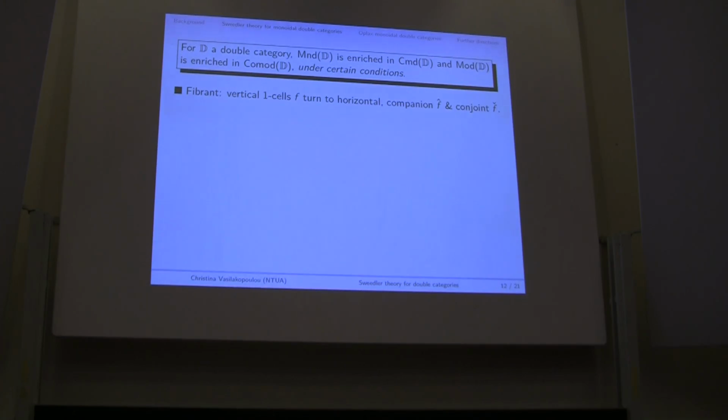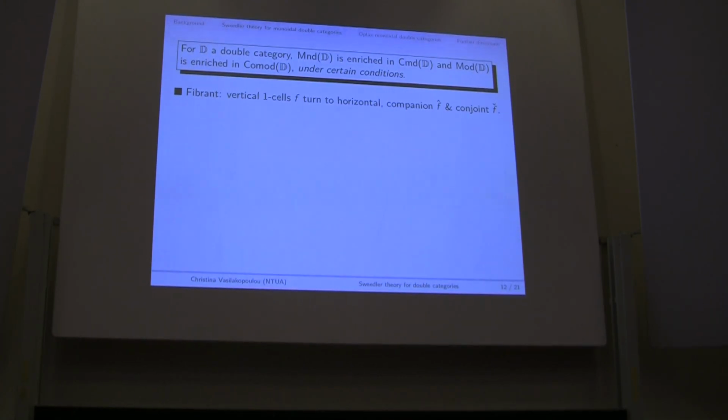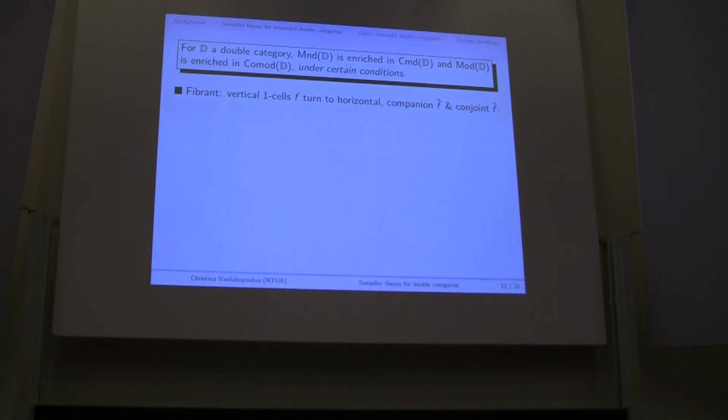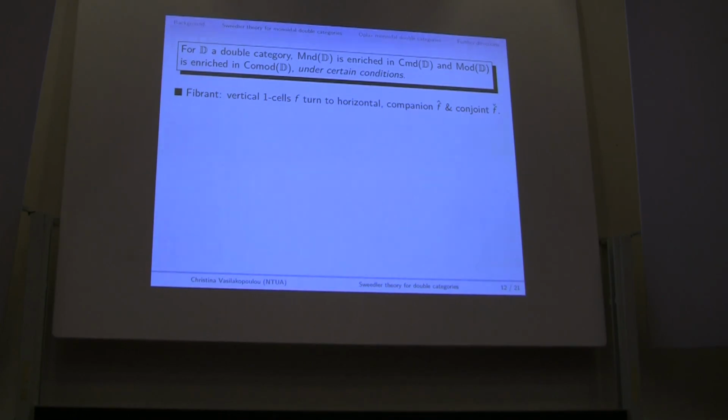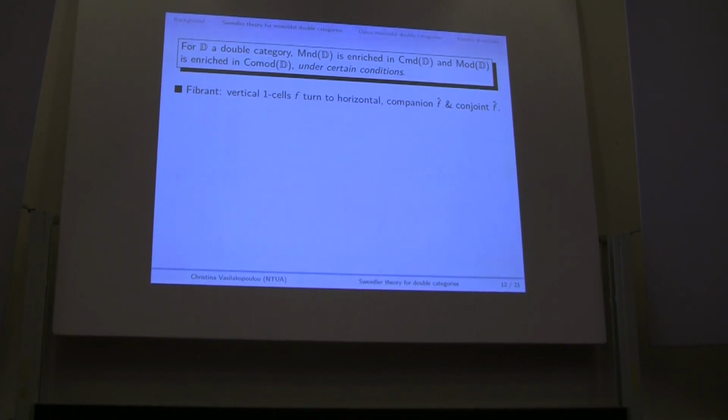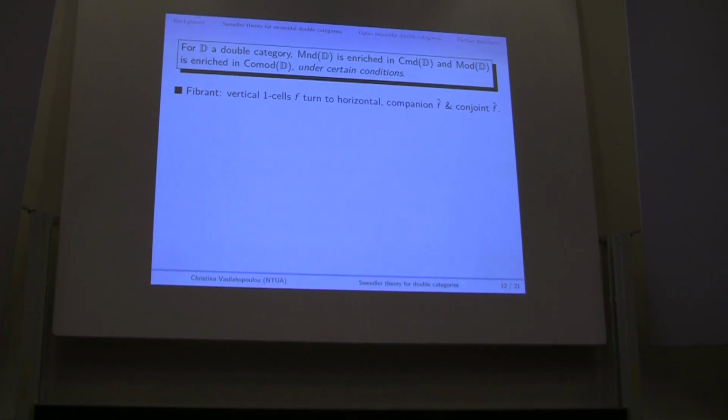The first part is the fibrancy. This is a very nice property of double categories that allows us to turn vertical cells into horizontal ones. Fibrant double categories, pro-arrow equipments, framed bicategories, these all come down to the same thing essentially in the end. So we have a companion and a conjoint, which are horizontal arrows attached to every one of those vertical arrows we form.